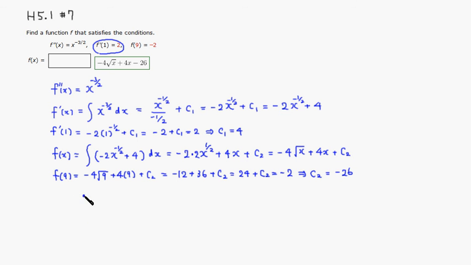So therefore, what we're looking for is f of x equals negative 4 square root of x plus 4x, and C2 came out to be negative 26, so minus 26. This is the original function that we're looking for. Right, that's it. I hope that this was clear.